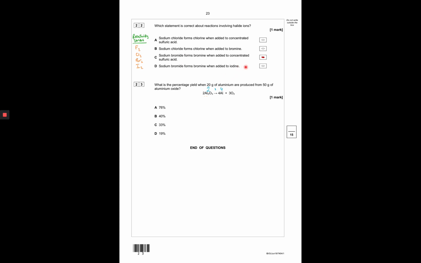And then on the last one, what is the percentage yield when 20 grams of aluminium are produced from 50 grams of aluminium oxide? So our mass, Mr, moles, Mr, mass. We were told we've got 50 grams of aluminium oxide. We know what its Mr is, so we can work out the moles. It's a ratio of 1 to 2, so we know how many moles of aluminium. We know our Mr of aluminium, therefore we can work out our mass. We were supposed to make 26.47. We in fact made 20, so we had a 75.6% yield.